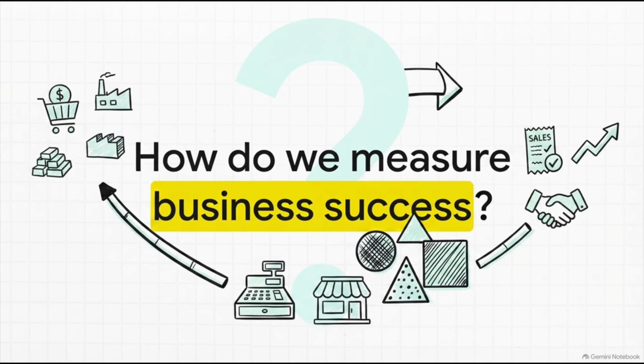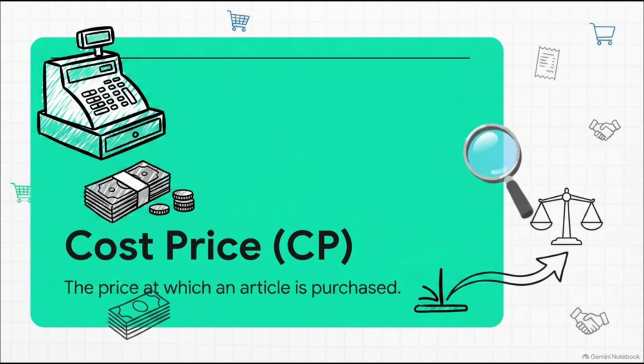So, how do we actually measure business success? It really comes down to the space between buying and selling. That's where success is made or broken. And we've got 3 absolutely crucial terms you need to lock in. First up is CP, or cost price. This is literally the price at which an article is purchased. Think of it as your starting line, your baseline investment.